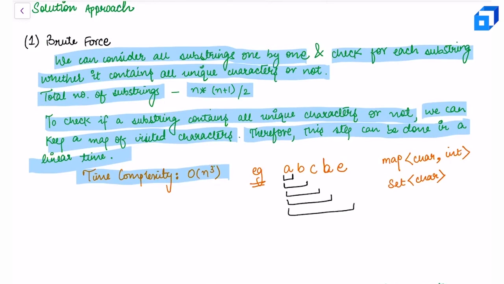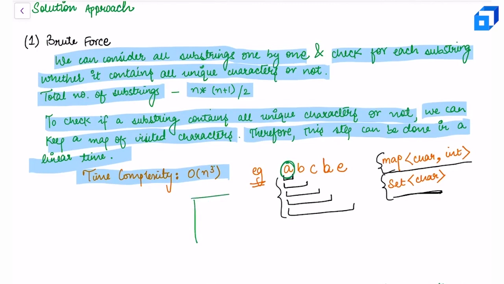To check if the substring has unique characters or not, for that we can use either a map or a set. If we use a map, then we can have a mapping from character to integer, which will store the characters in the present substring and the frequency of that character. And in the set, we can simply store the character only to check its occurrence. Now, starting from A, we can have all these substrings. So at present, we have just A, let's suppose this is the first string.